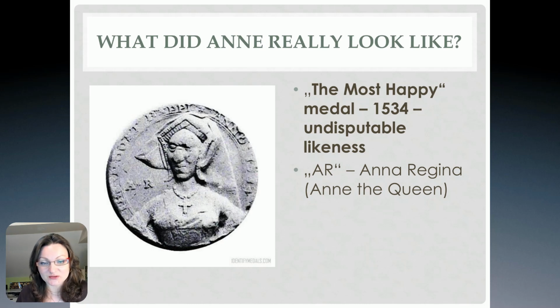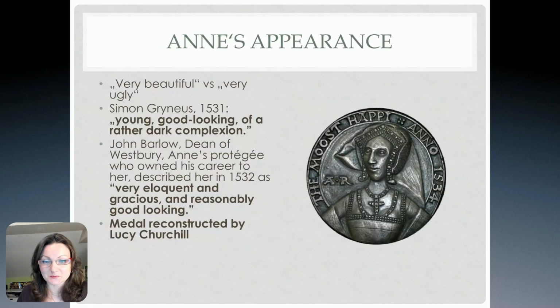So, oval face, this pronounced chin, long neck. We know that this is Anne because we have her motto, "The Most Happy," and the letters are inscribed on the medal, A-R. They stand for Anna Regina, Anne the Queen in Latin. Now, the medal that you see here on the right is a reconstruction by British sculptor Lucy Churchill, who did a wonderful job recreating this medal. So we can't be sure that it's what Anne Boleyn really looked like, but it's a good indication, I think.